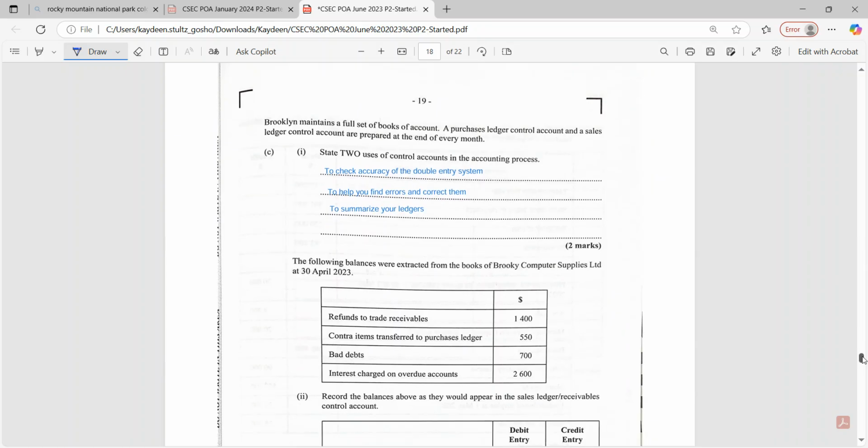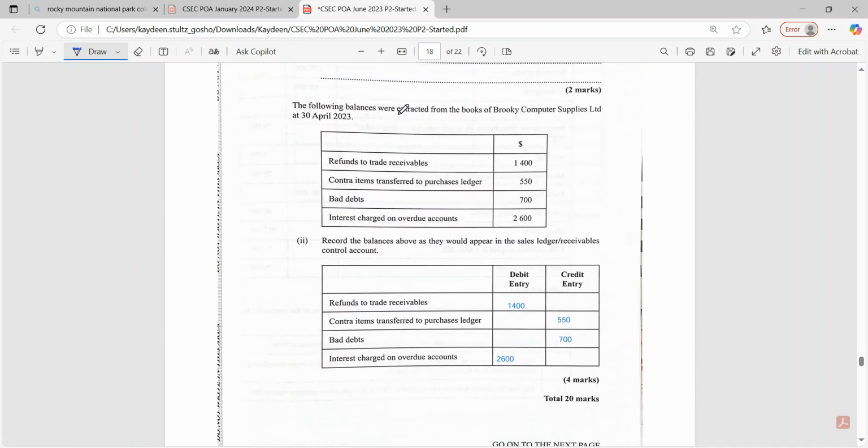Brooklyn maintains a full set of books of accounts. A purchases ledger control account and a sales ledger control account are prepared at the end of every month. We should state two uses of control accounts in the accounting process. So, to check the accuracy of the double entry system, to help you find errors and to correct them, and also to summarize your ledgers.